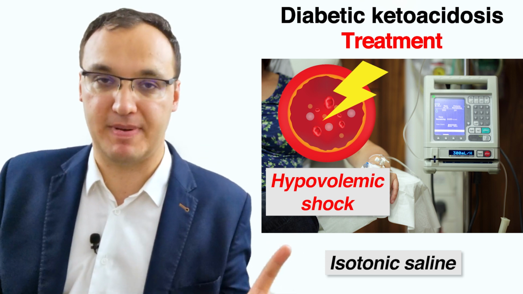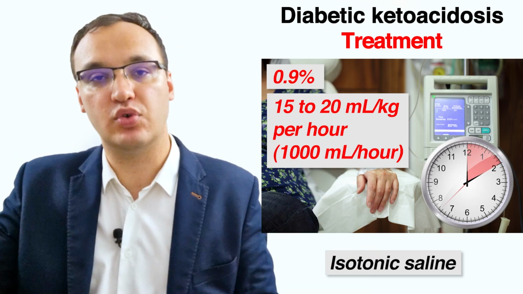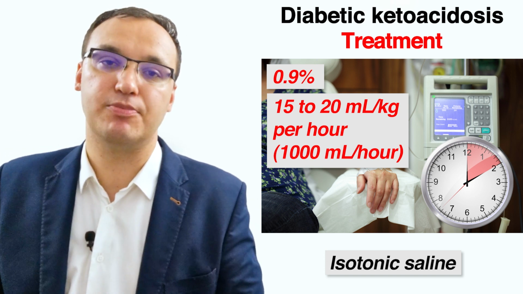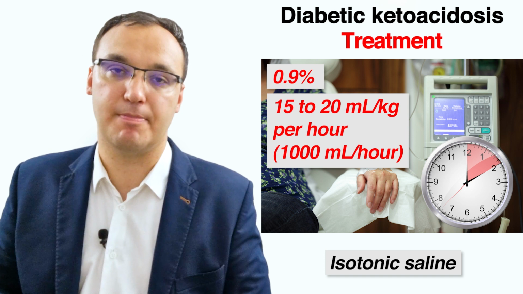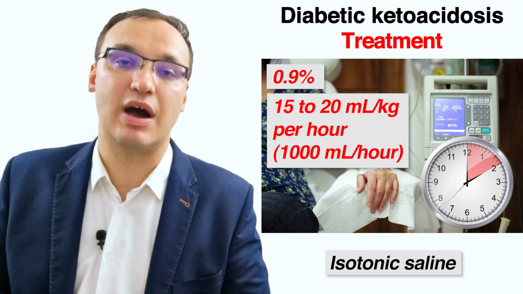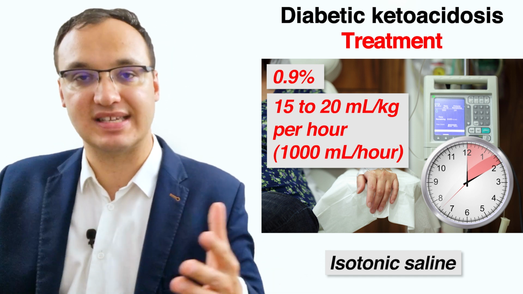And in hypovolemic patients without shock and with heart failure, we give the 0.9% isotonic saline at a rate of 15 to 20 milliliters per kilogram per hour, or approximately 1000 milliliters per hour in an average sized person.